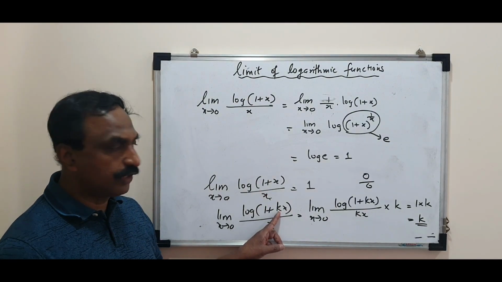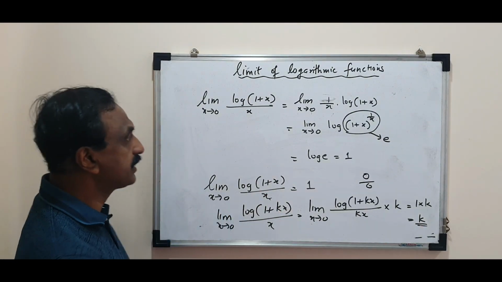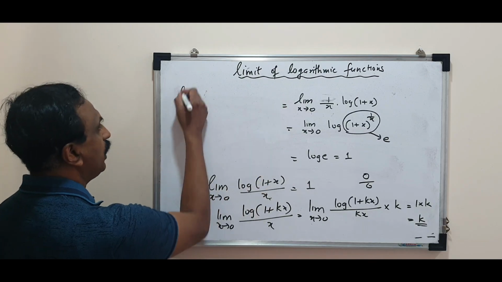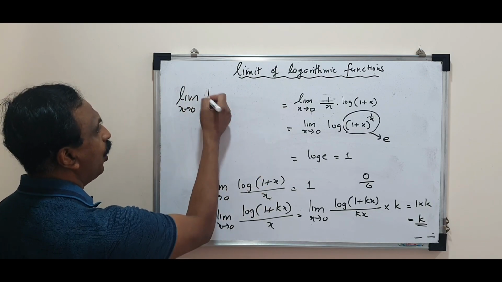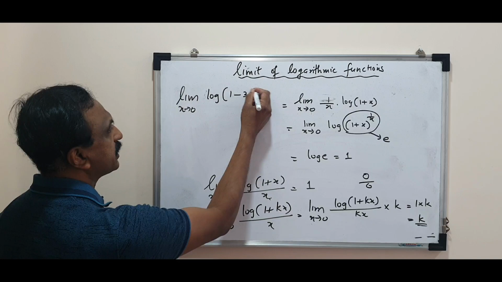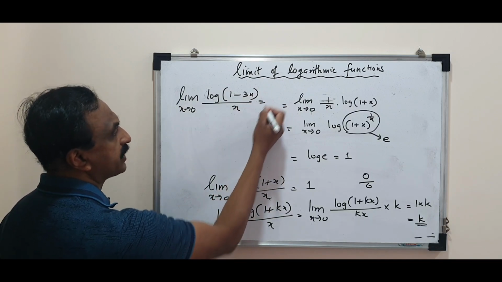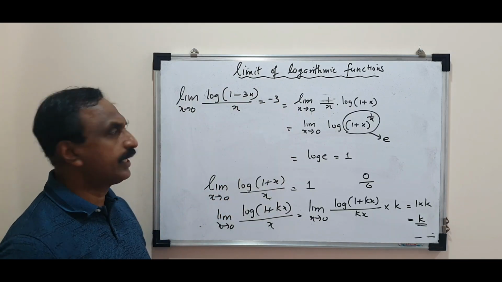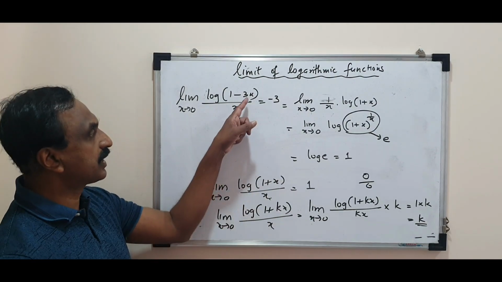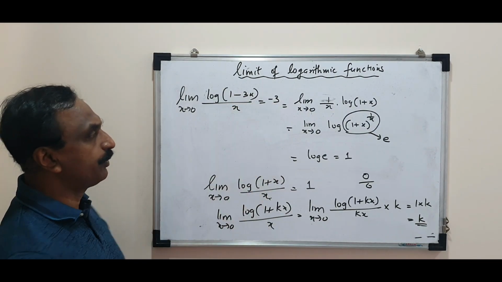So if you have a coefficient for x, directly you can write the answer as k itself. So limit x tending to 0, log of 1 minus 3x upon x. Directly your answer is minus 3. You don't have to calculate anything else. Whatever the coefficient of x, that will be the answer.